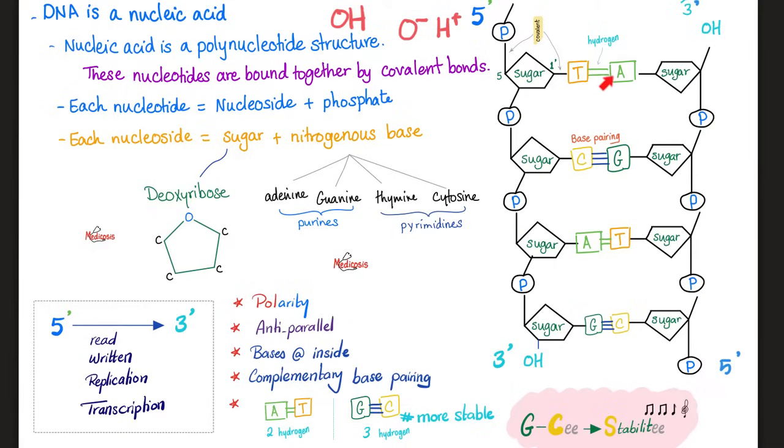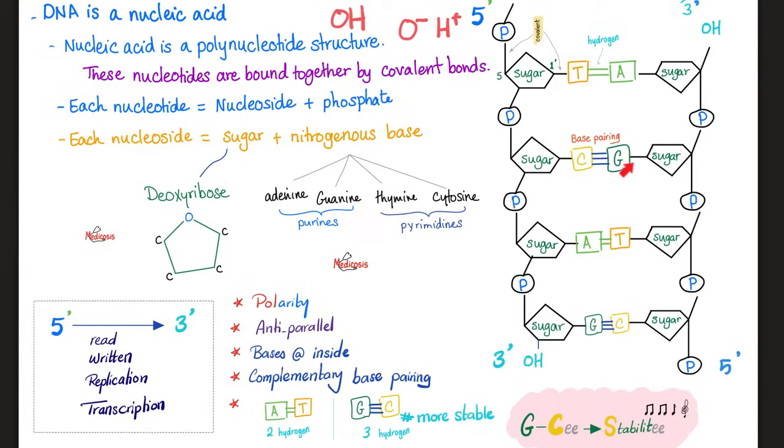How many? 2 hydrogen bonds between A and T and 3 hydrogen bonds between C and G. That's why CG is more stable, because it takes more energy to break 3 hydrogen bonds than the energy it takes to break just 2. Which means if you have 3 hydrogen bonds, you are more stable.